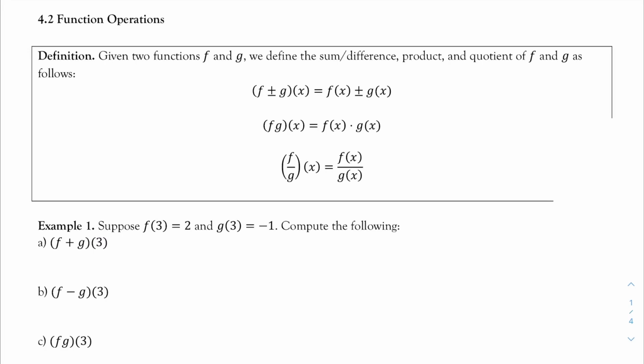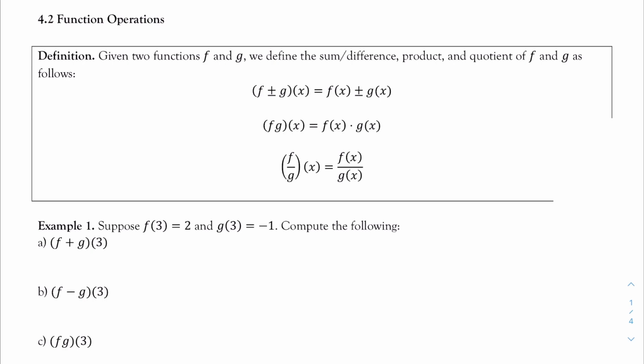4.2, Function Operations. So in 4.1, we finally introduced the concept of a function. Oftentimes whenever we introduce a new quantity in math, we want to see what we can do with it. Remember whenever we introduced complex numbers? We introduced the complex numbers and then we said, how can I do addition, subtraction, multiplication, and division on the complex numbers? We're going to do something similar for functions. Since we've introduced functions, we want to see what kind of operations we can work with on a function.